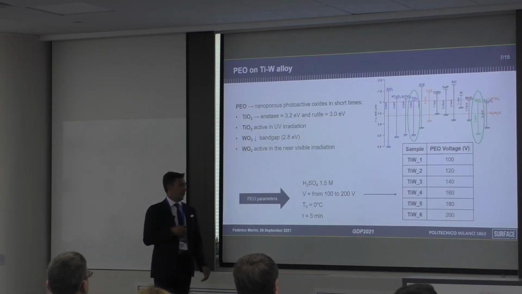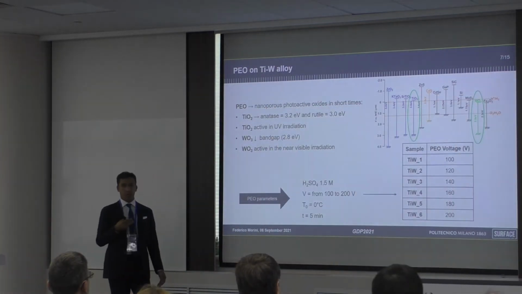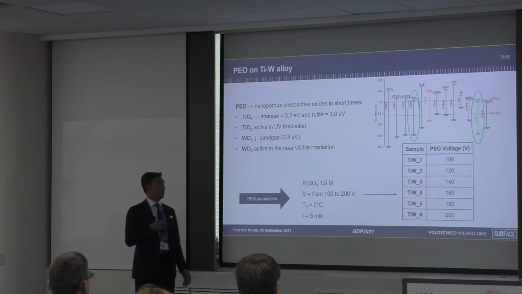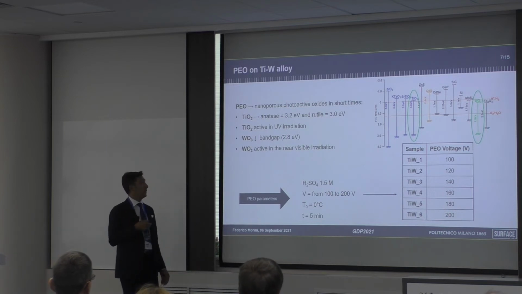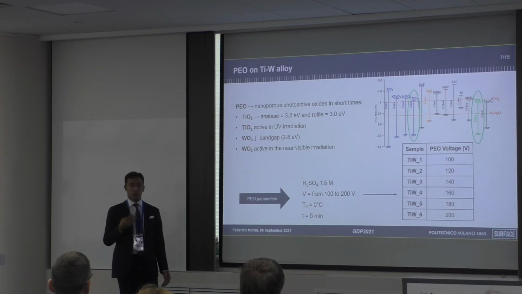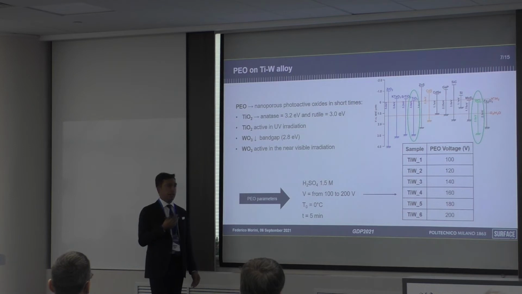After the synthesis and characterization of these surface alloys, we did an electrochemical treatment in order to synthesize oxides. In particular, we chose plasma electrolytic oxidation because we studied it before with titanium and titanium dioxide. This is a very interesting technique to produce nanostructured, in particular nanoporous, oxide that could be photoactive in a very short time compared to normal anodization.